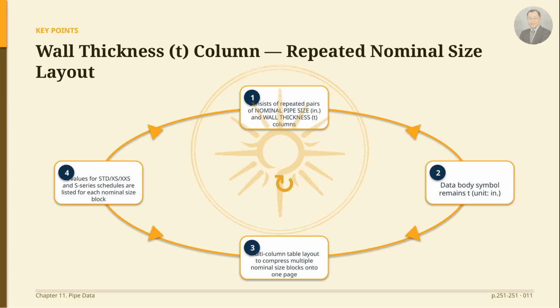The following chunk introduces the table structure, where the wall thickness column is paired and repeated with the nominal pipe size. The nominal pipe size column and the wall thickness column are grouped as a pair and repeated several times within the table. The symbols in the data body are all identically T, and the unit is inches. The reason for arranging the nominal size and wall thickness pairs in multiple columns is to compress several nominal size blocks onto one page. Within each nominal size block, the T values for standard, extra strong, double extra strong, and stainless steel schedules from 5S to 80S are listed in order.